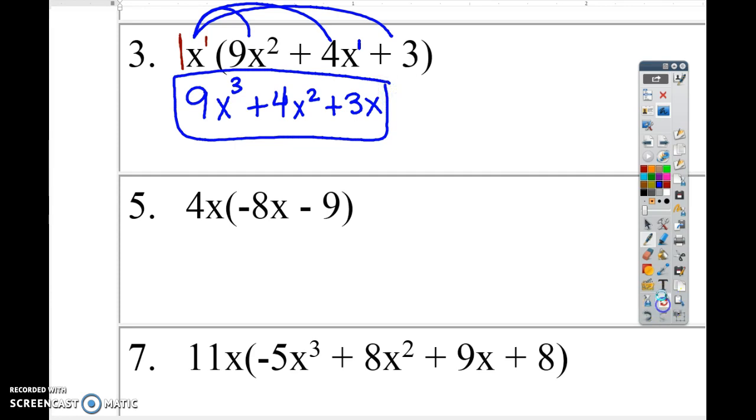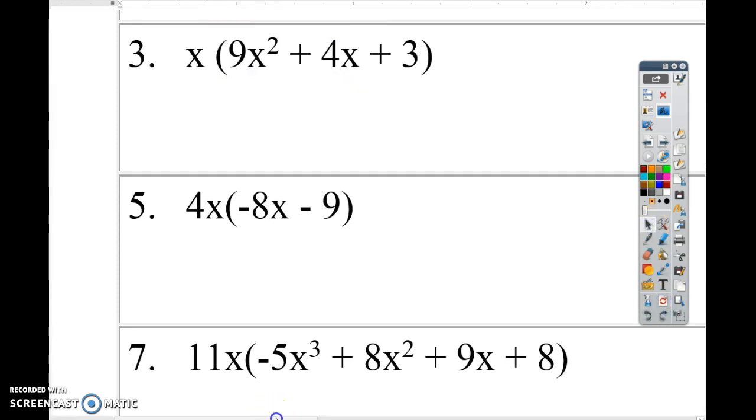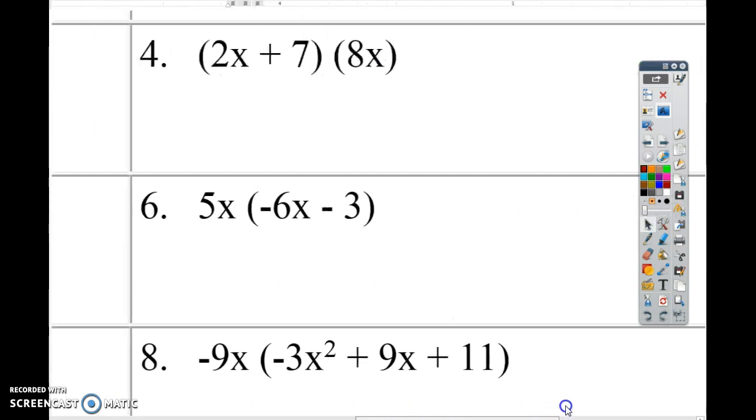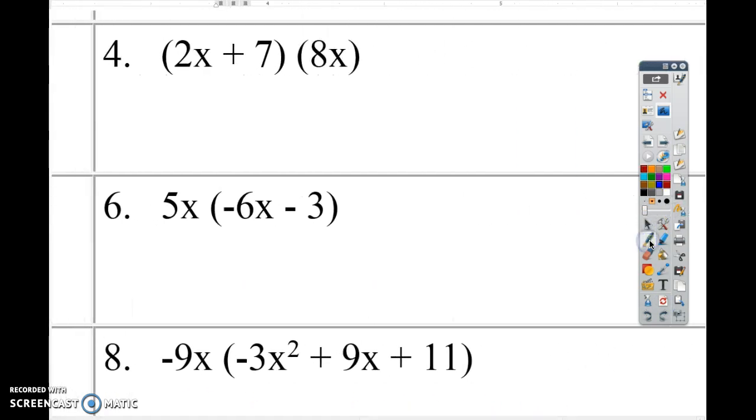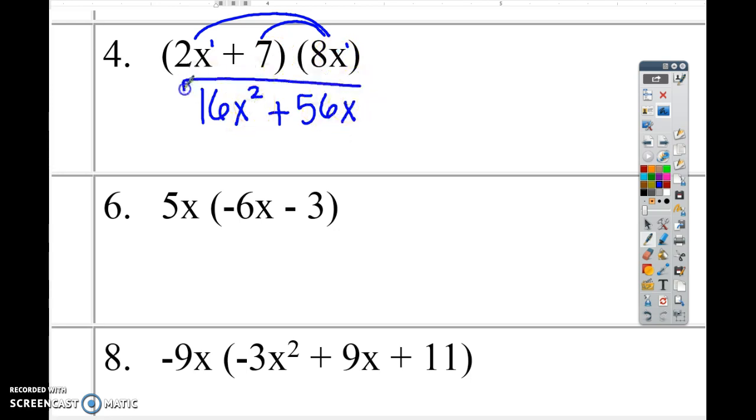Problem number 4. Okay, you're going to distribute 2x times 8x. 2 times 8 is 16. Count your x's. 1 here, 1 here, so I have x squared. And then 7 times 8. They're both positive, so it's positive 56. Count your x's. There's none here, there's 1 here, so it's just x. And these are not the same, so you don't combine like terms. That's it, that's your answer.